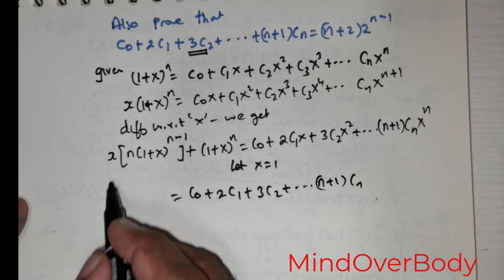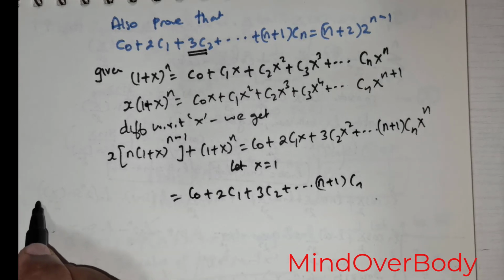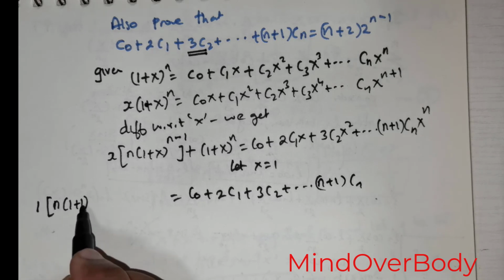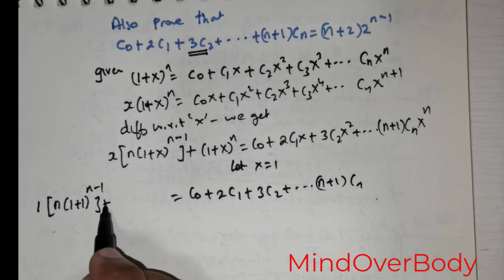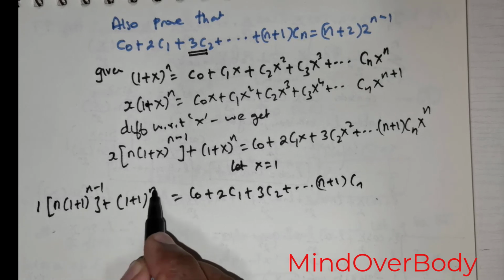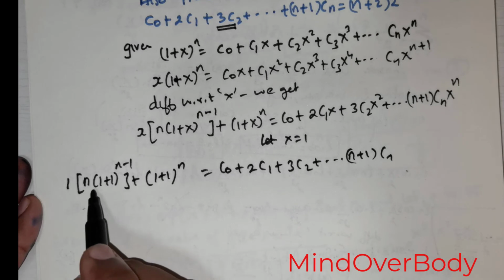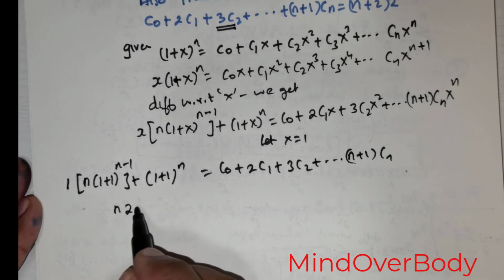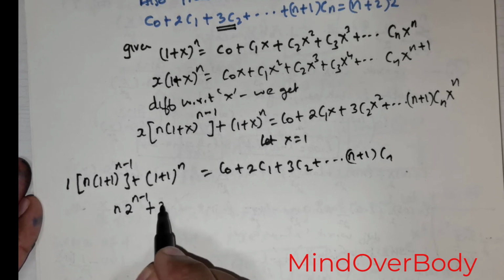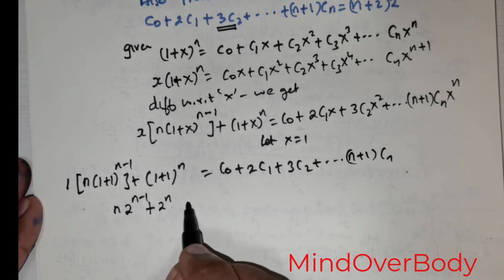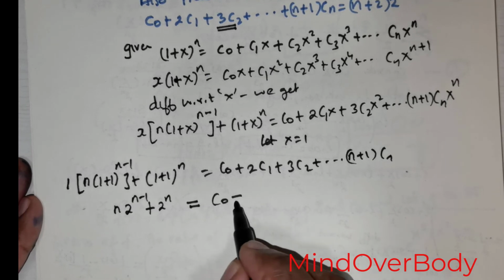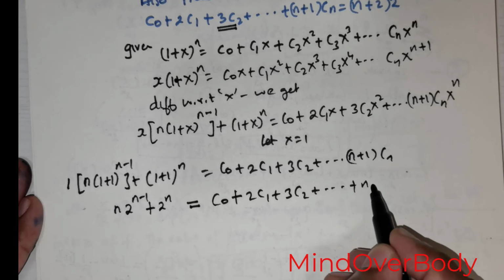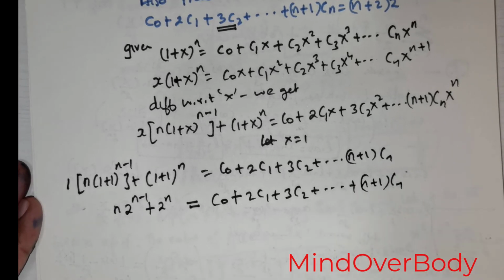So x is equal to 1. This is going to be n times (1+1)^(n-1) + (1+1)^n. So this is going to be 1+1 is 2, raised to the power of n. So it's going to be n times 2^(n-1) + 2^n is equal to c0 + 2c1 + 3c2 + etc. + (n+1)cn.